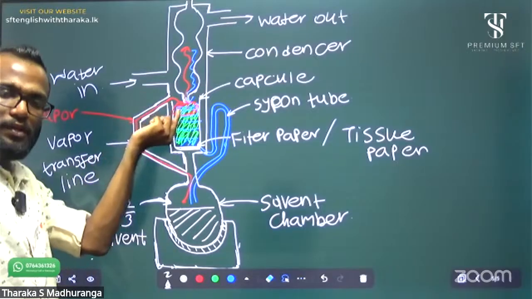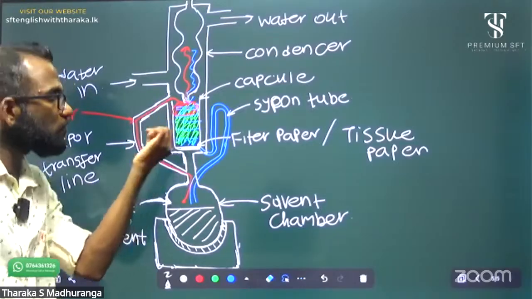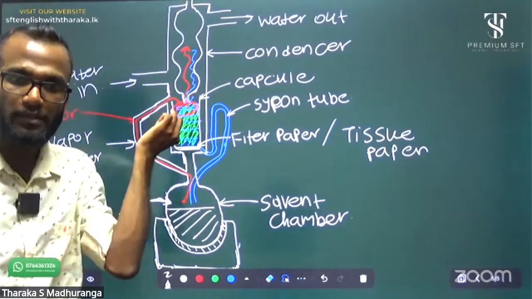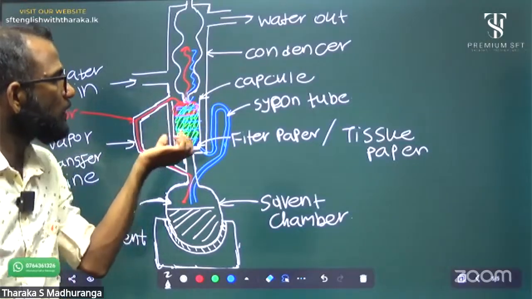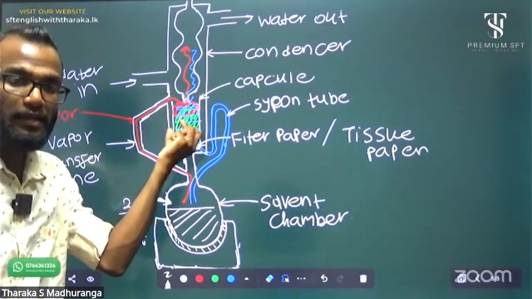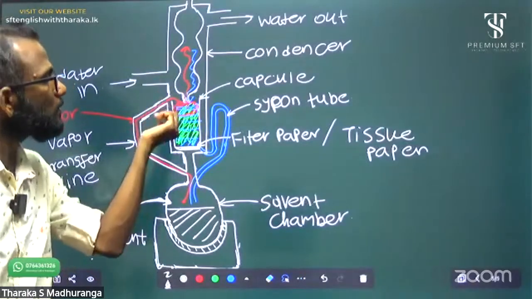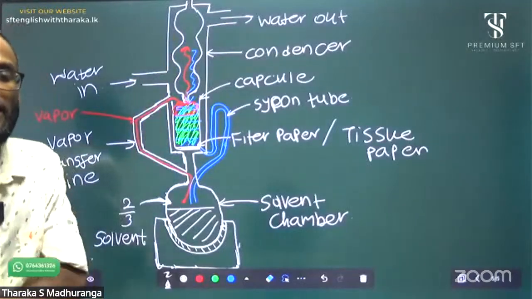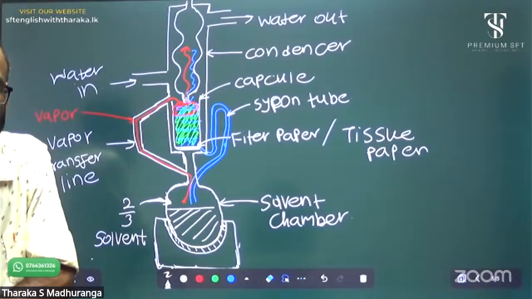The solvent vapor accumulates in the plant material chamber. When it collects in this container, part of the solvent vapor goes through the condenser. The condenser is doing a cooling process.